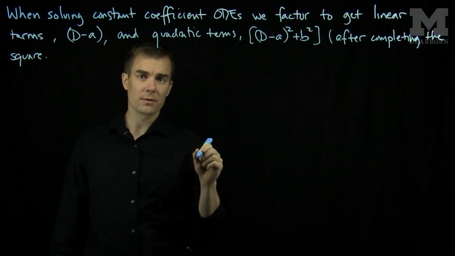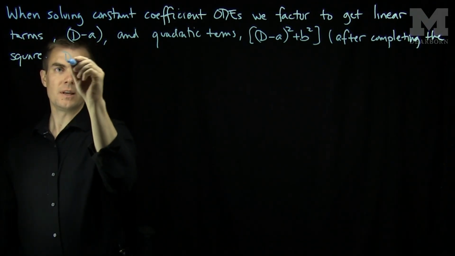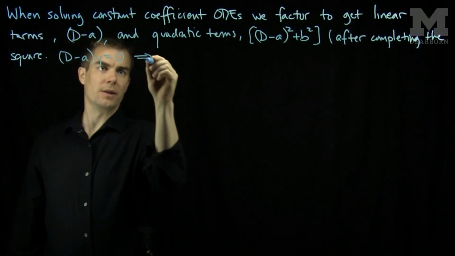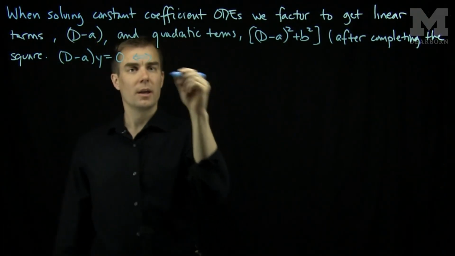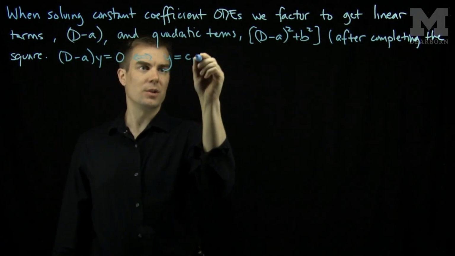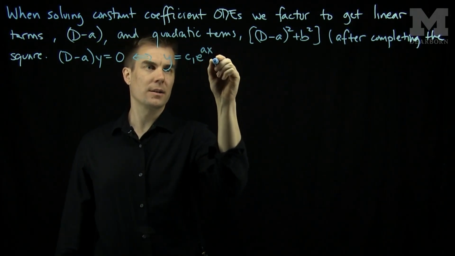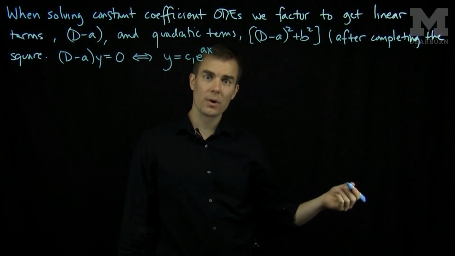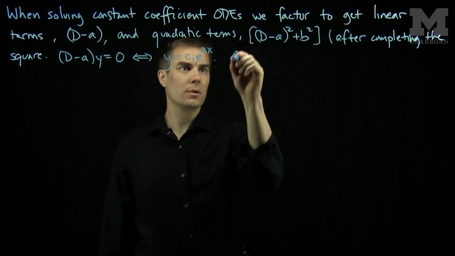We know how to handle linear terms. D minus a y equals 0 is our essential ODE and can be solved as c1 e to the ax. But quadratic terms are different. Quadratic terms have two conjugate complex roots.